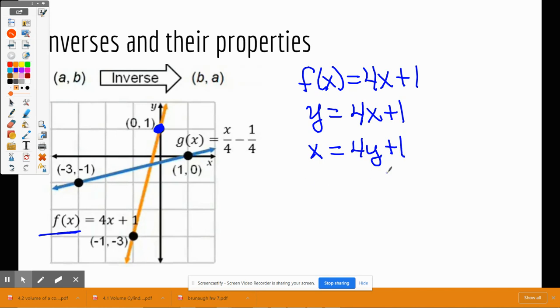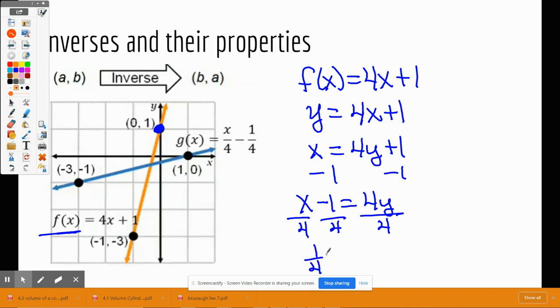And now solve for y. So you'd subtract 1 from both sides. x minus 1 is 4y. Divide all the pieces by 4, and you would get, they wrote it as (x minus 1) over 4, which is the same thing as 1/4 x minus 1/4 equals y. The y-intercept of negative 1/4 is kind of hard to see there. The slope is 1/4. It's a little bit easier to use the points that were switched from its original.